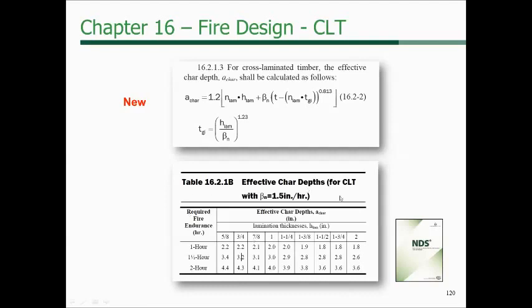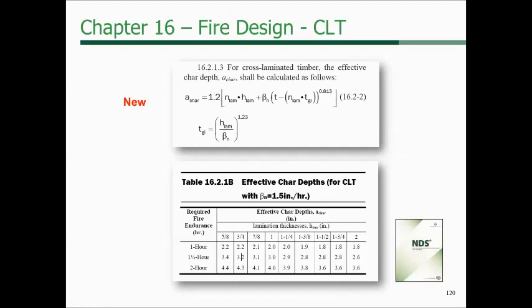Similarly, this table here gives you some actual calculated char depths depending on your requirement. If you have 1 hour of endurance, and your lamination thicknesses are 1 inch, for example, you need 2 inches of char depth to meet that 1 hour resistance. So again, this table is based on the assumption that all the laminations are of equal thickness.